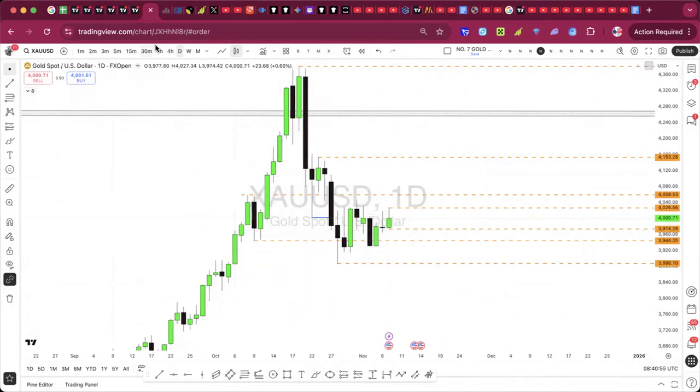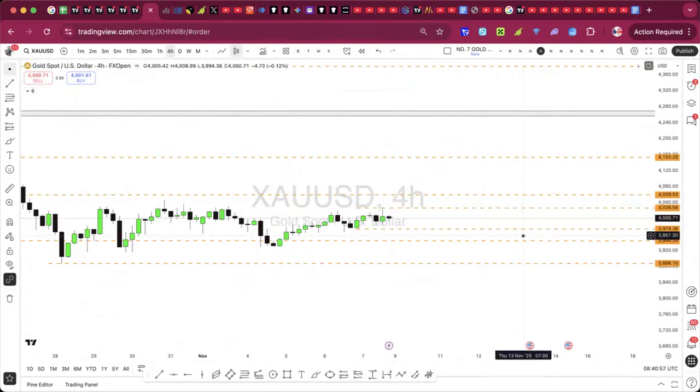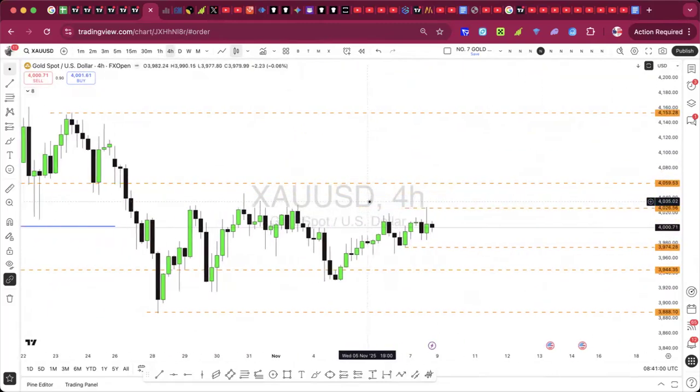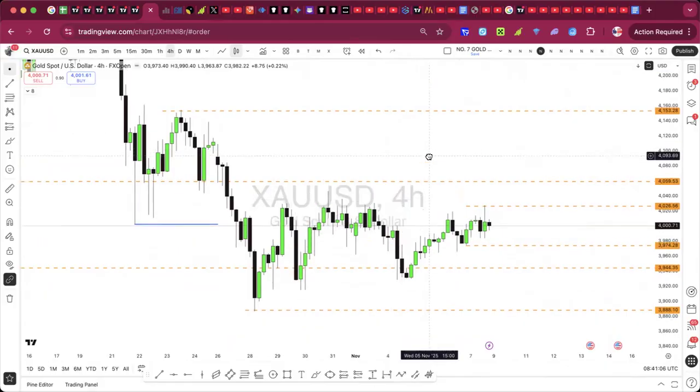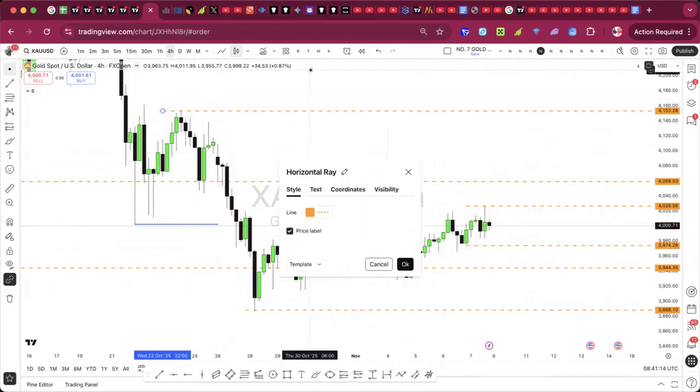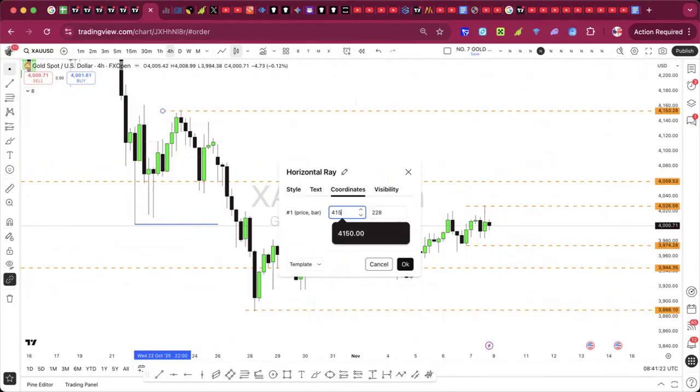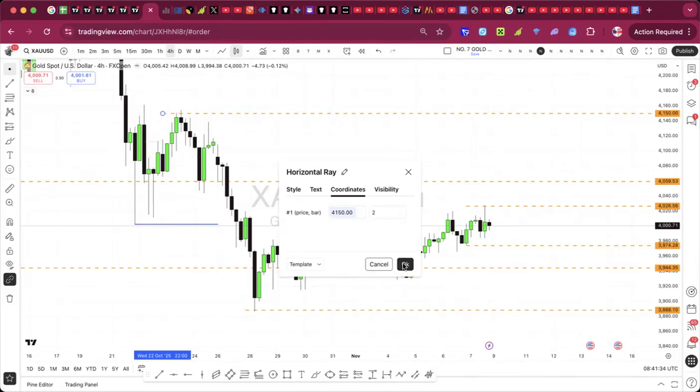So now I want to go to 4 hours quickly so that I can show you something. When I go to 4 hours, all these lines, I check and change them to the nearest whole number. To do that, click on the line, click on settings, and go to coordinates. You see that this number is not a whole number, it's 53. So I change it to 50.00. Just change it to a whole number. We'll call it a psychological number. So I just change it that way.